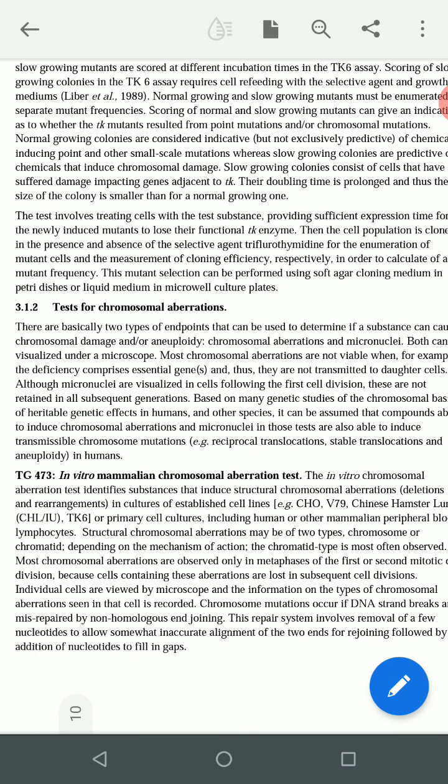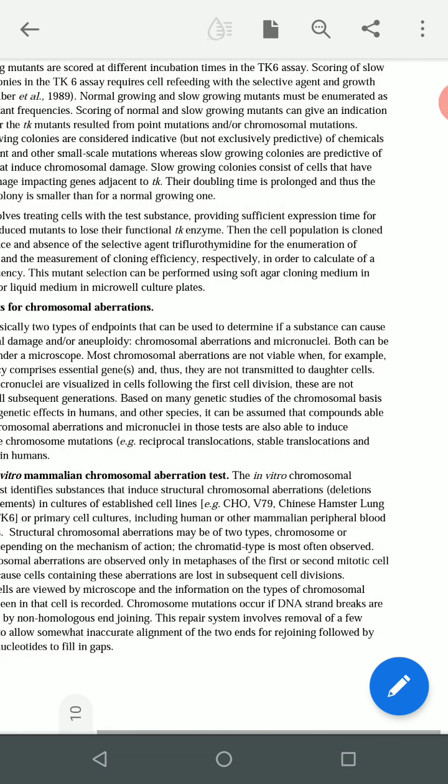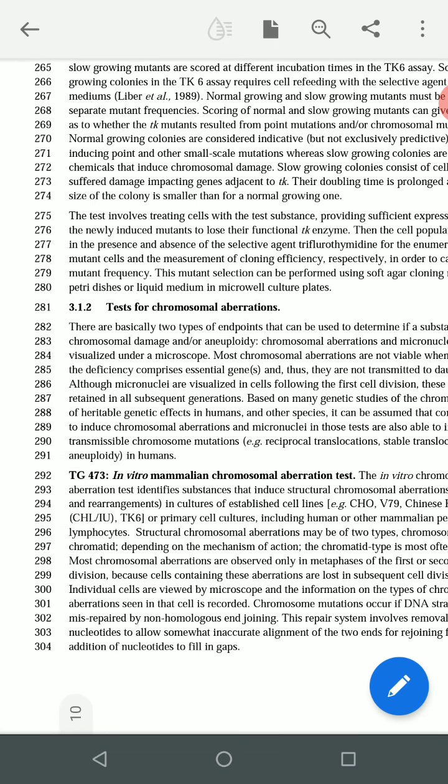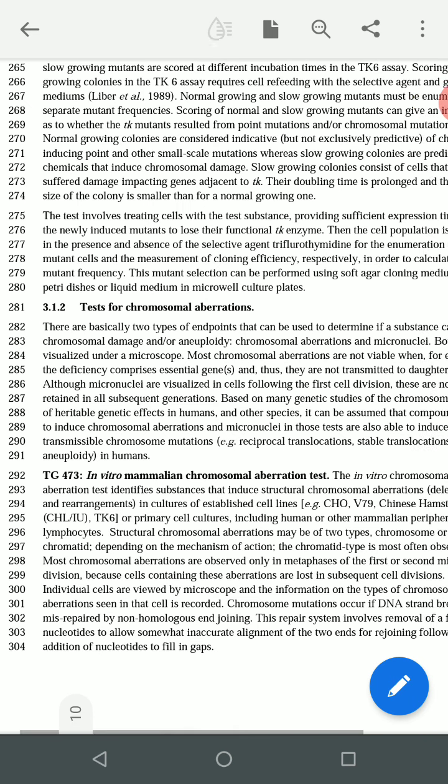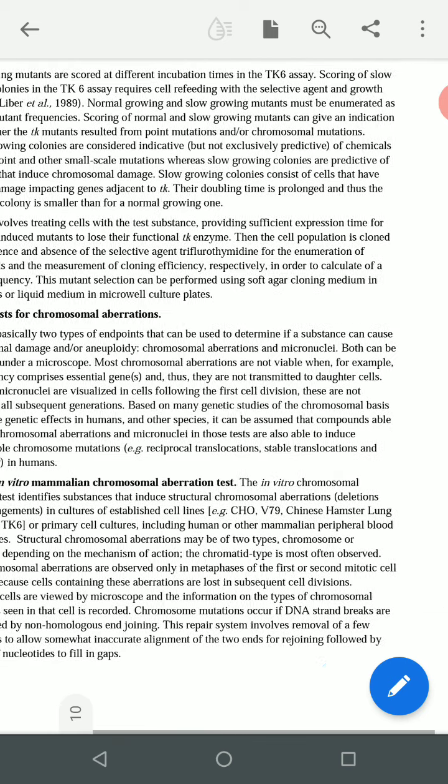Coming to the test: the in vitro mammalian chromosomal aberration test. You are using in vitro, so we need to take the cells, that is, cell culture or artificial cells. The in vitro chromosomal aberration test identifies substances that induce structural aberrations, that is, changes in the structure of the chromosomes, maybe deletions and rearrangements, in cultures of established cell lines. For example, you can take CHO, V79, Chinese hamster lung, TK6, or primary cell cultures including human or other mammalian peripheral blood lymphocytes.